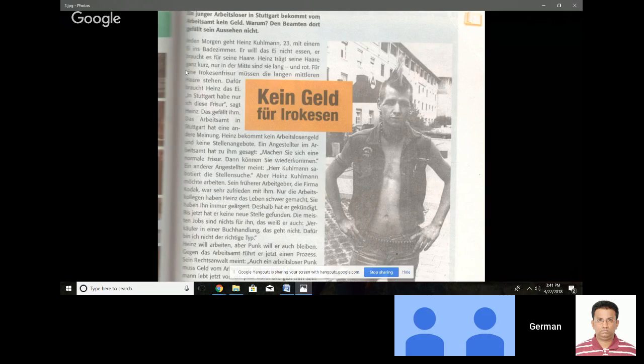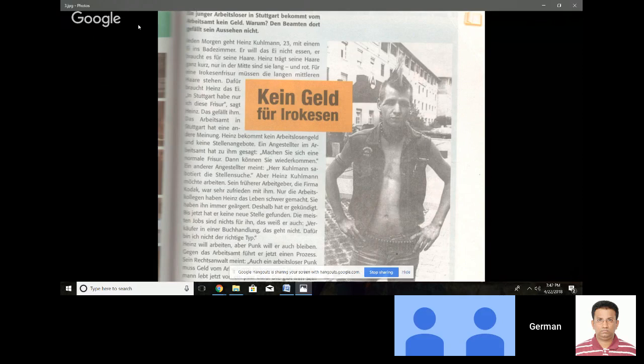Heinz trägt seine Haare ganz kurz, nur in der Mitte sind sie lang und rot. Vor seiner Irokesenfrisur müssen die langen mittleren Haare stehen. Dafür braucht Heinz das Ei. Okay. Kein Geld für Irokesen, no money for Irokesen.